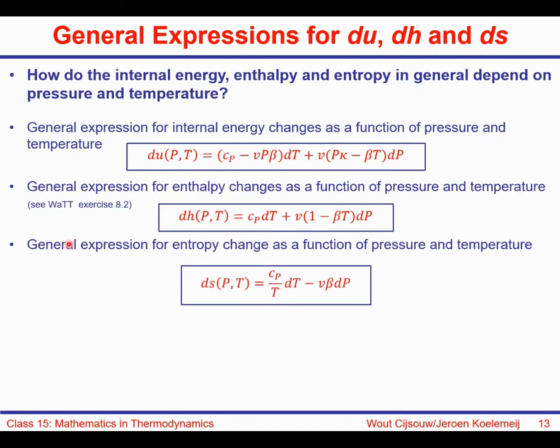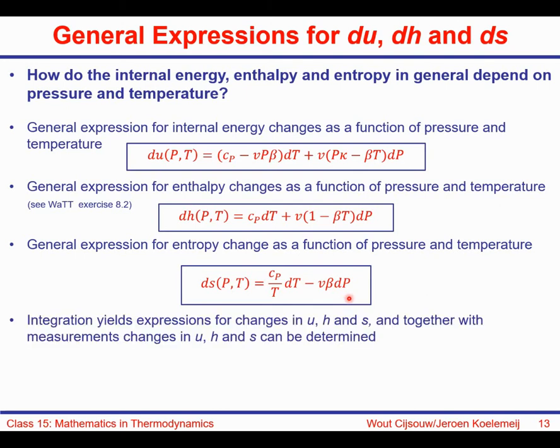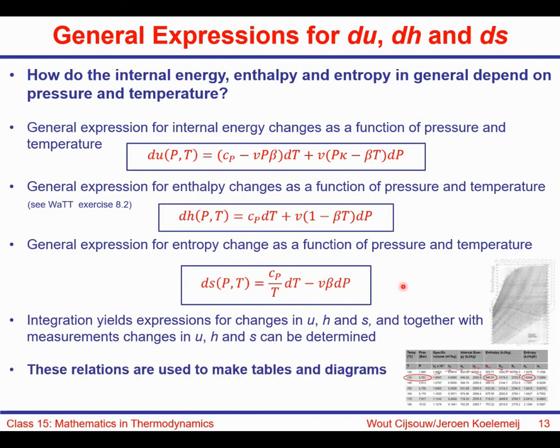we have said 1,000 times that this entropy is difficult to measure. But here we have an expression that relates changes in the entropy to changes in variables that can be measured, that can be determined. And again, we can integrate these expressions between the appropriate integration limits and find the total changes. It's this kind of expressions and their integrals that are used to make the tables and the diagrams that we have seen and used in block 4.